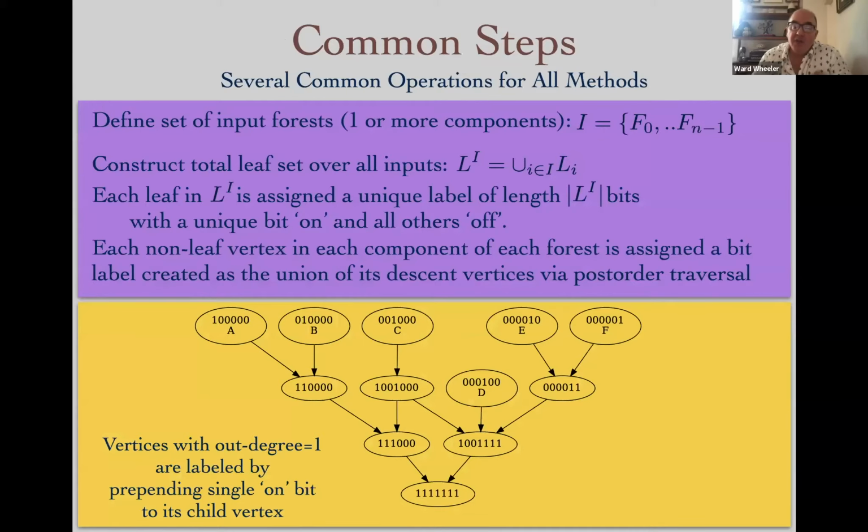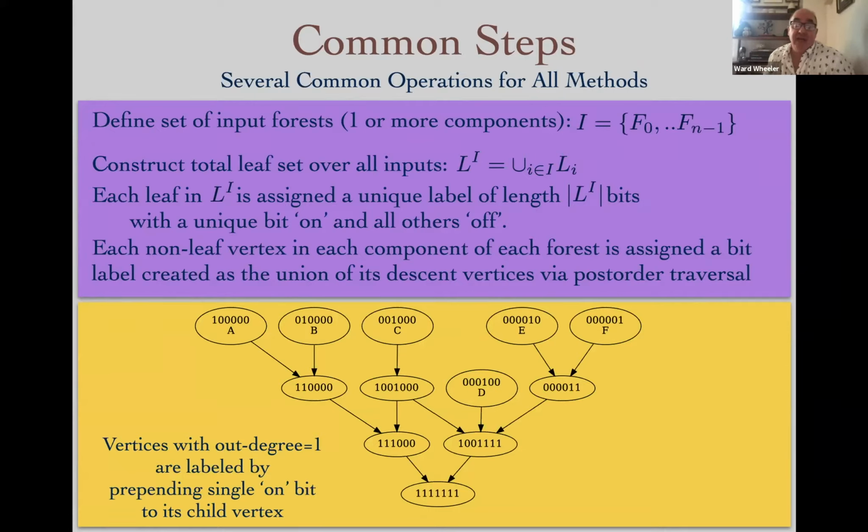Now, there are common steps for all of these methods. And the first is we have to define a set of input forests. They could usually be input trees, but in principle, they can be any kind of graph object, a directed graph object we're talking about. And then we have to collect all the leaves from all of these, so we have all the leaf sets. Now, each leaf in this entire input is assigned a unique label of a series of bits, basically a bit set, where it's on for that particular leaf, that is its index, and off everywhere else.